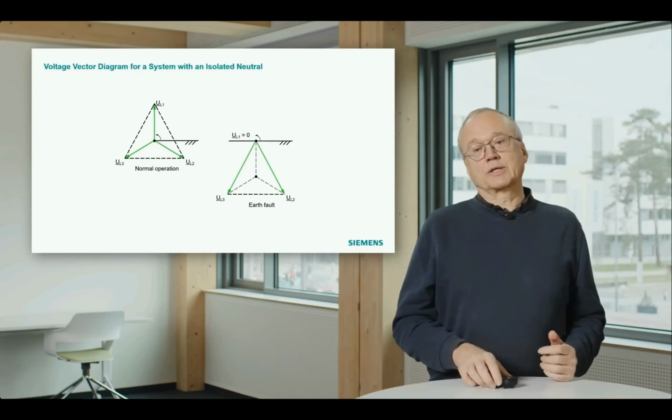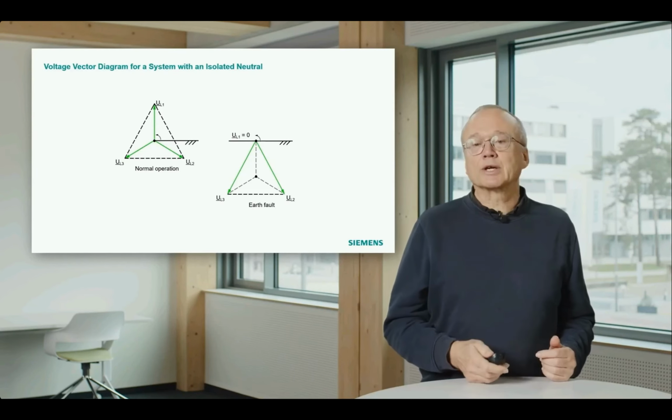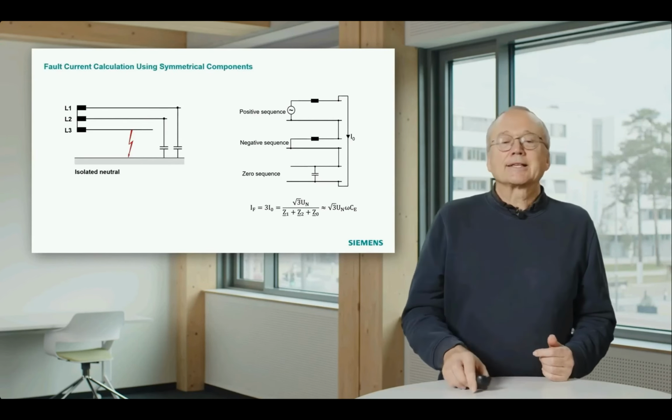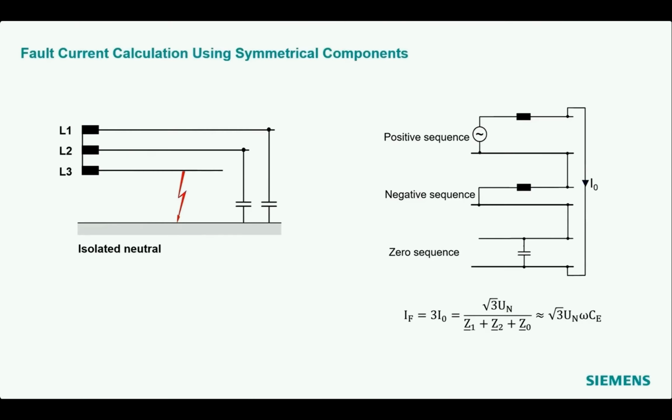That were the voltages. Now let's again come back to the current. How can we calculate the current? So you see here on the left side again our system, and here we could do a simplified hand calculation, but the normal way to calculate such a system is using symmetrical components. Why do we do that?